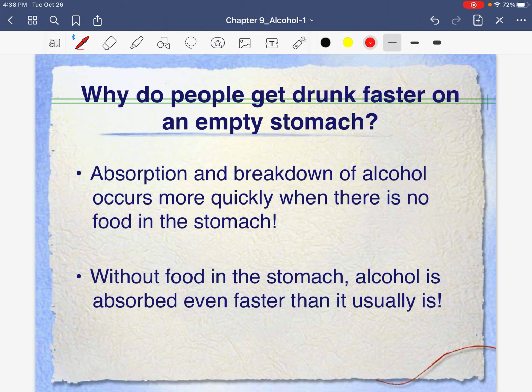The stomach isn't busy doing anything else. So it's helpful to have food in the stomach because it slows down the metabolism of alcohol. And that allows the enzyme, alcohol dehydrogenase, to spend longer working on alcohol to appropriately get rid of it.